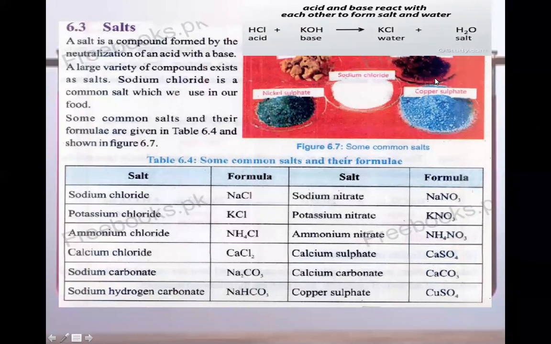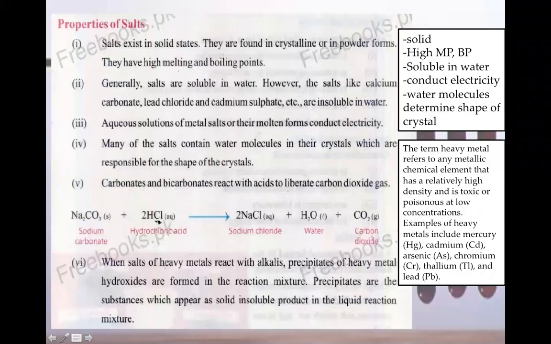So we are moving towards the other slide in which properties of salts have been listed. There are 6 properties in this slide, as you can see. Salts are basically present in the solid state. We are taking the example of sodium chloride. For example, they are found in crystalline or powder forms, and they have high melting and boiling points.